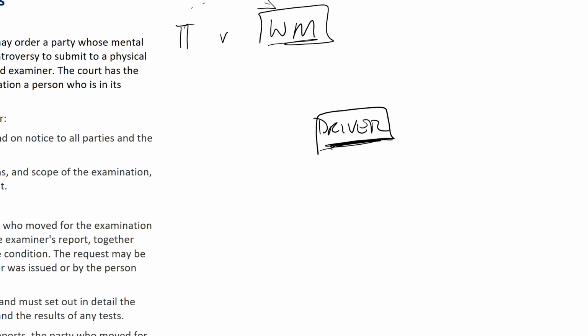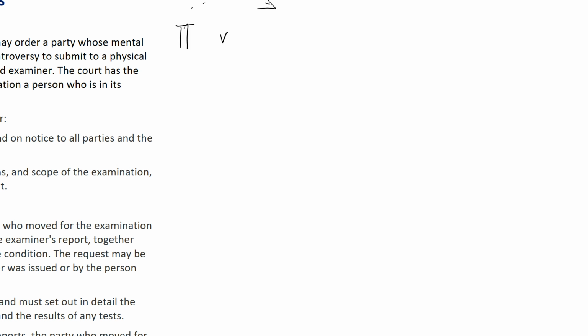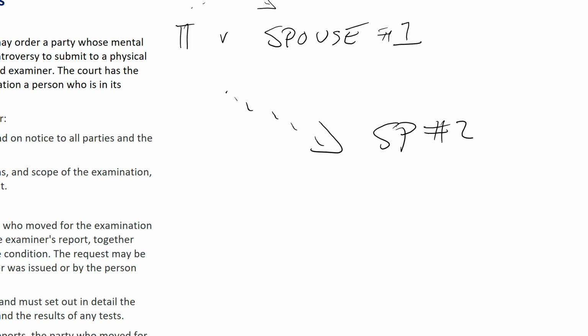No, the employee of Walmart is not in the legal control or the custody of Walmart. And the same is generally going to be true if you sue, say, spouse number 1, and then you want to seek that mental or physical exam of spouse number 2. Again, that's probably not going to fly.